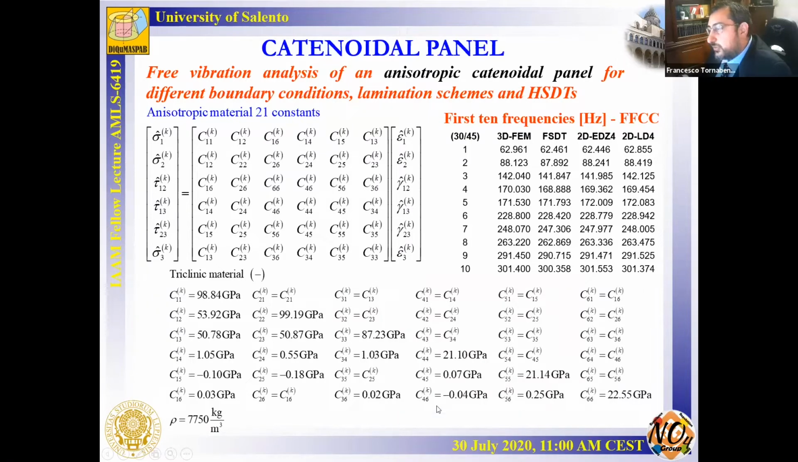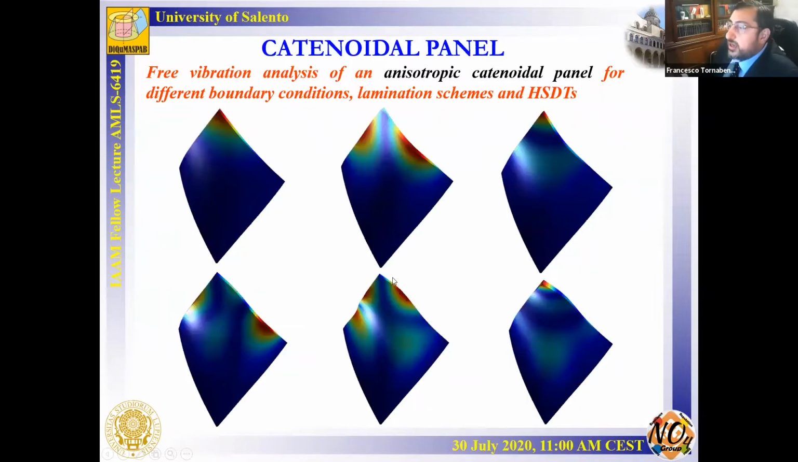The material reported in the slide is a triclinic material, and I have compared results for this structure using 3D FEM commercial software such as Abaqus and different kinds of higher-order theories as reported above in these lectures. Here I have reconstructed the first 6 mode shapes for the structure and the boundary conditions I have considered.